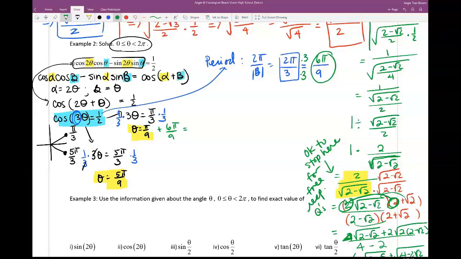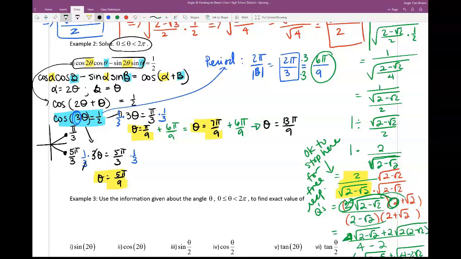So pi over 9 plus 6 over 9 is now 7 pi over 9. So that's going to be my next angle. So theta equals 7 pi over 9. Highlight that. Okay. Then because it's not anywhere near 18 over 9 yet, I'm just going to go back and add some more, right? I'm going to go back and add a period. And a period is 2 pi over 3, or with a denominator of 9, 6 pi over 9. So now this will give me a new theta of 13 pi over 9, okay?